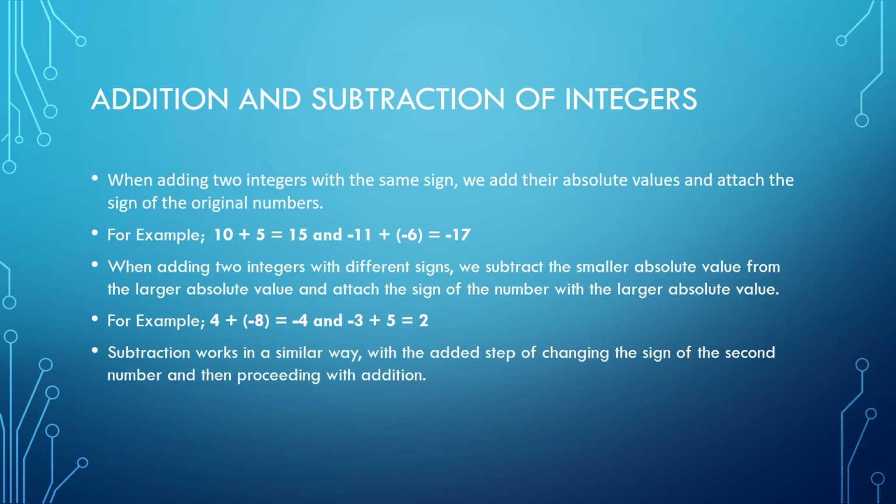Subtraction works in a similar way, with the added step of changing the sign of the second number and then proceeding with addition. For example, 14 minus 12 equals 2, and 14 minus -12 equals 26.